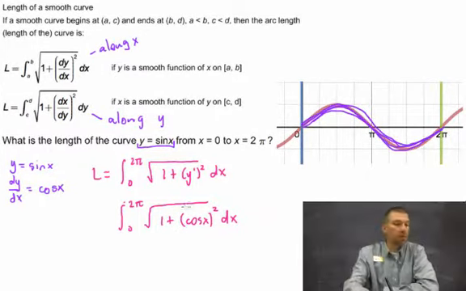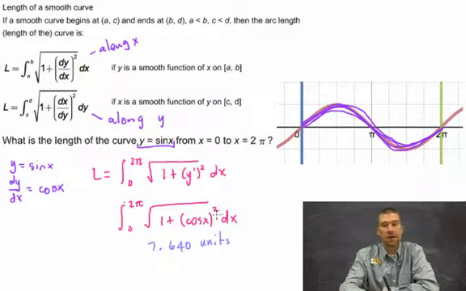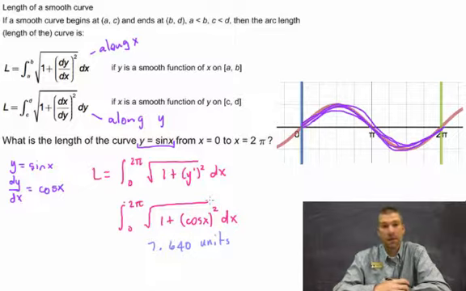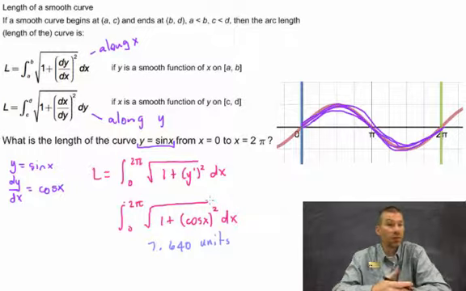Okay, so for this problem, I get 7.640 units of distance along the sine curve from 0 to 2 pi. All the problems in this section are going to work out just like this. They're really cool. So make sure you've got your calculator handy, because it will take a lot of stress off of you trying to integrate the square root of 1 plus cosine squared.